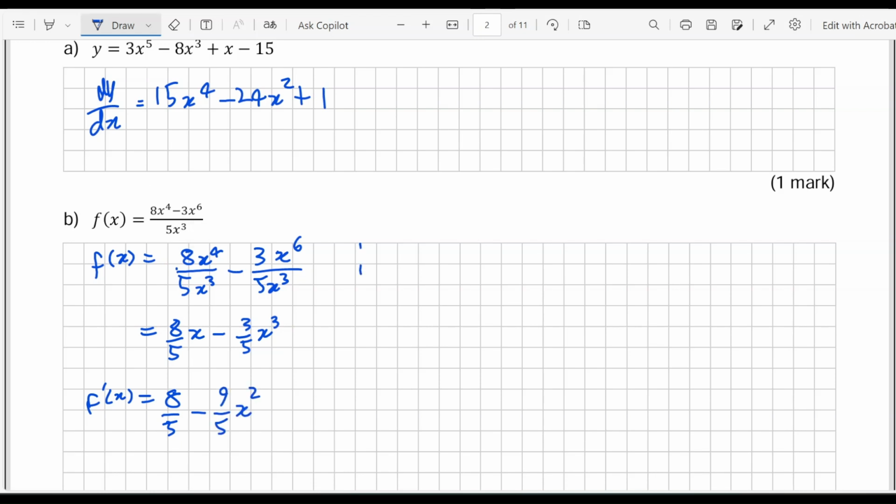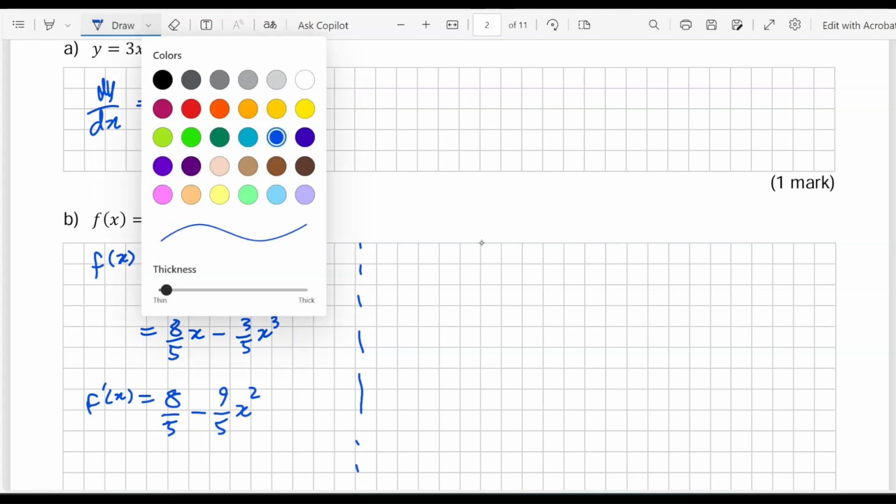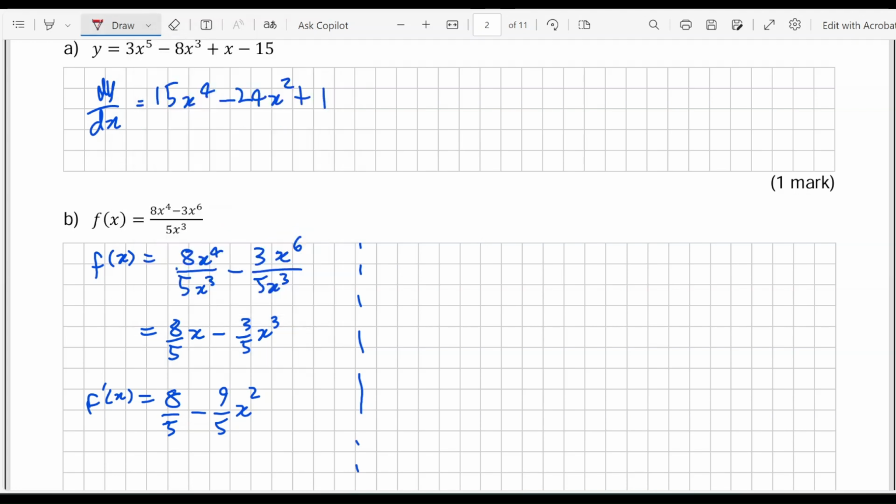Now I'm fairly sure a lot of people wouldn't have done that because your intuition when you see this is probably just to use the quotient rule. So if you had to use the quotient rule, you would get this. So you'd get 32x cubed take 18x5. V is 5x cubed, so v dash should be 15x squared.